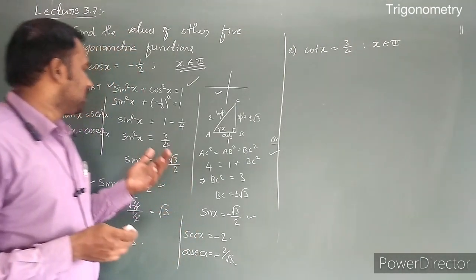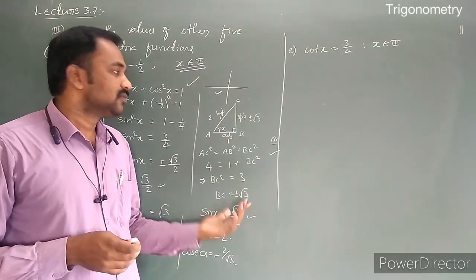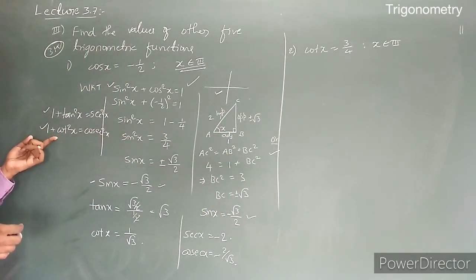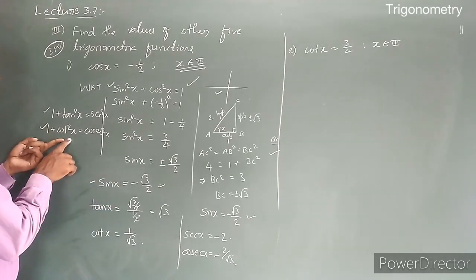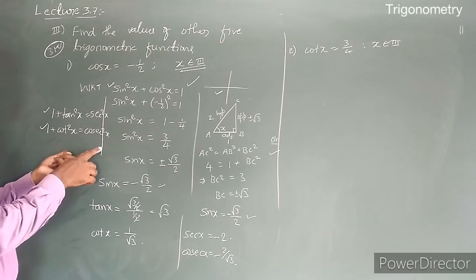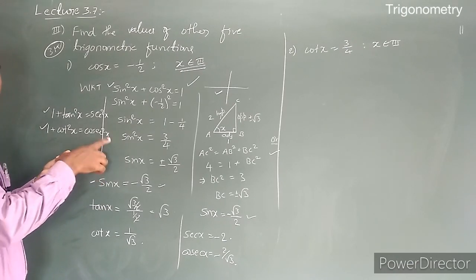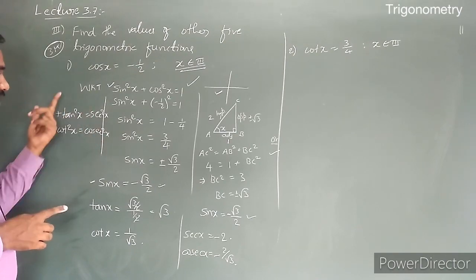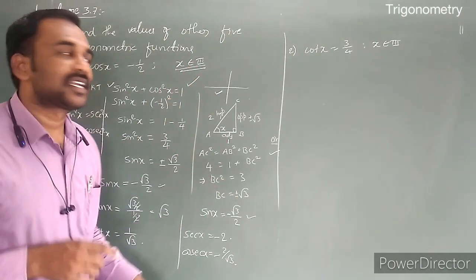Now, will you apply the formula method or the triangle method? If formula method, which one is suitable? The third identity is suitable. Replace the cot x value here and we will get cosec x. After getting cosec x, we will get sin x, because the reciprocal of cosec x is sin x. Or else, if you are confused with this, just go for the triangle method.